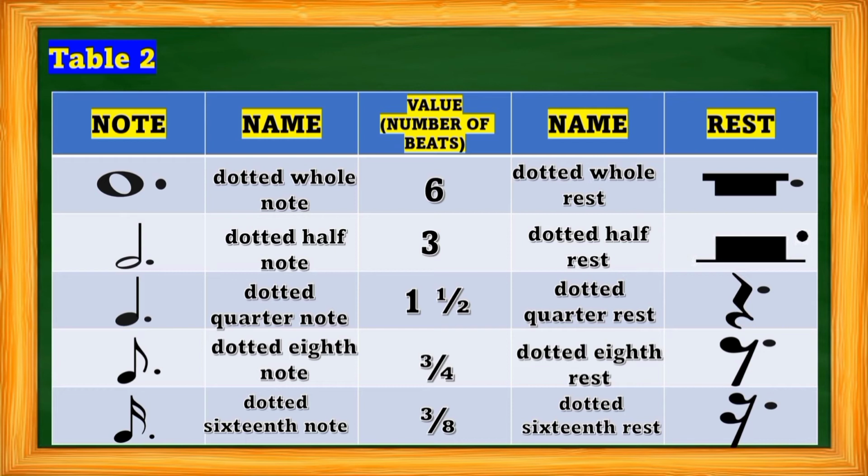What have you observed with the values of notes and rests? Do they have the same values? How do they differ? Always remember that a dot increases the length of a note or rest by 1/2 of its value.